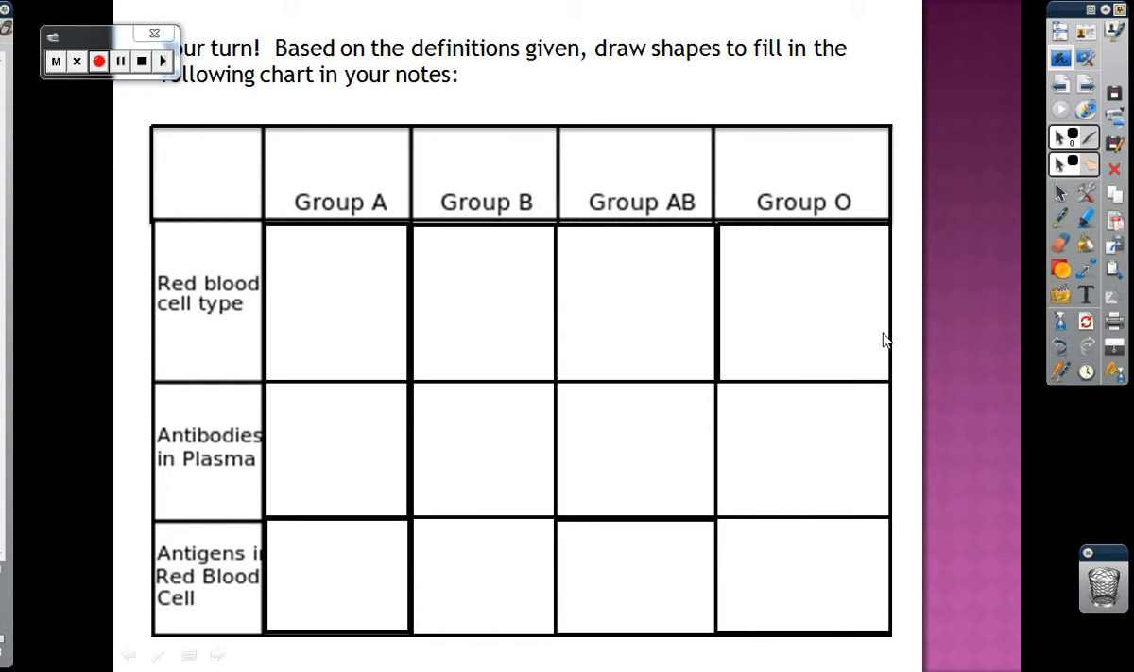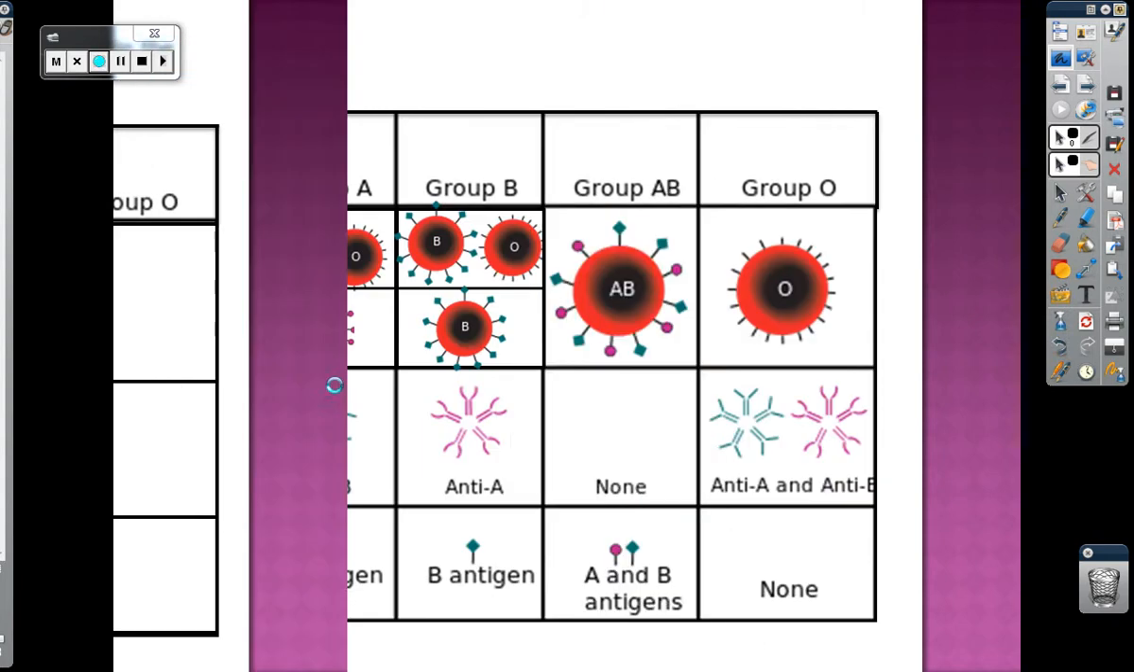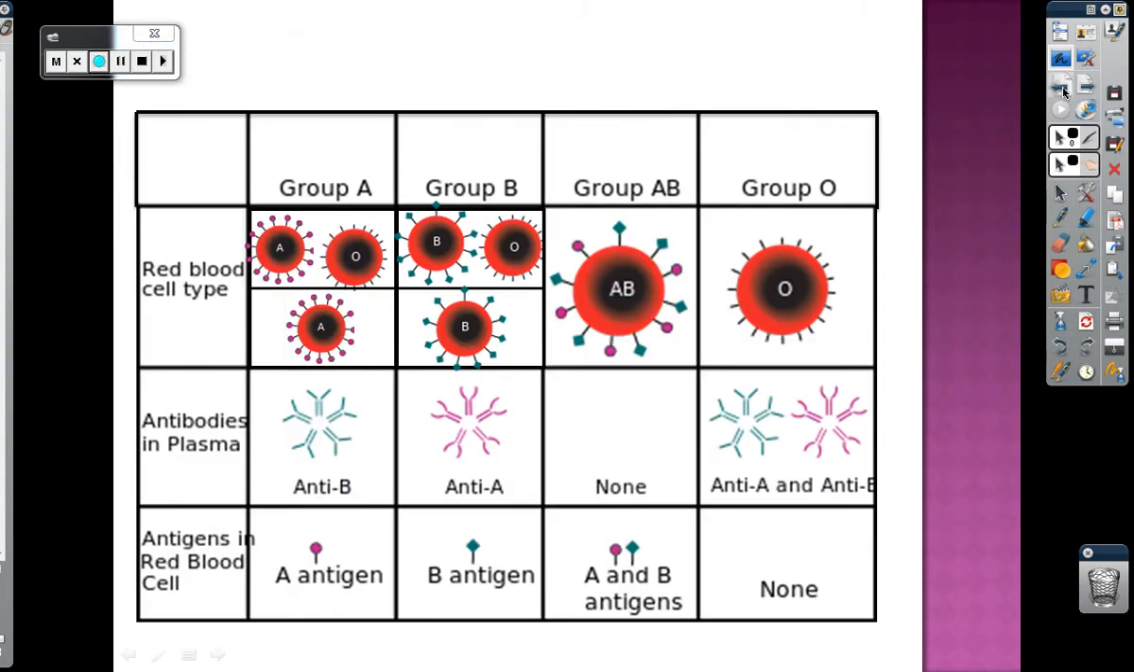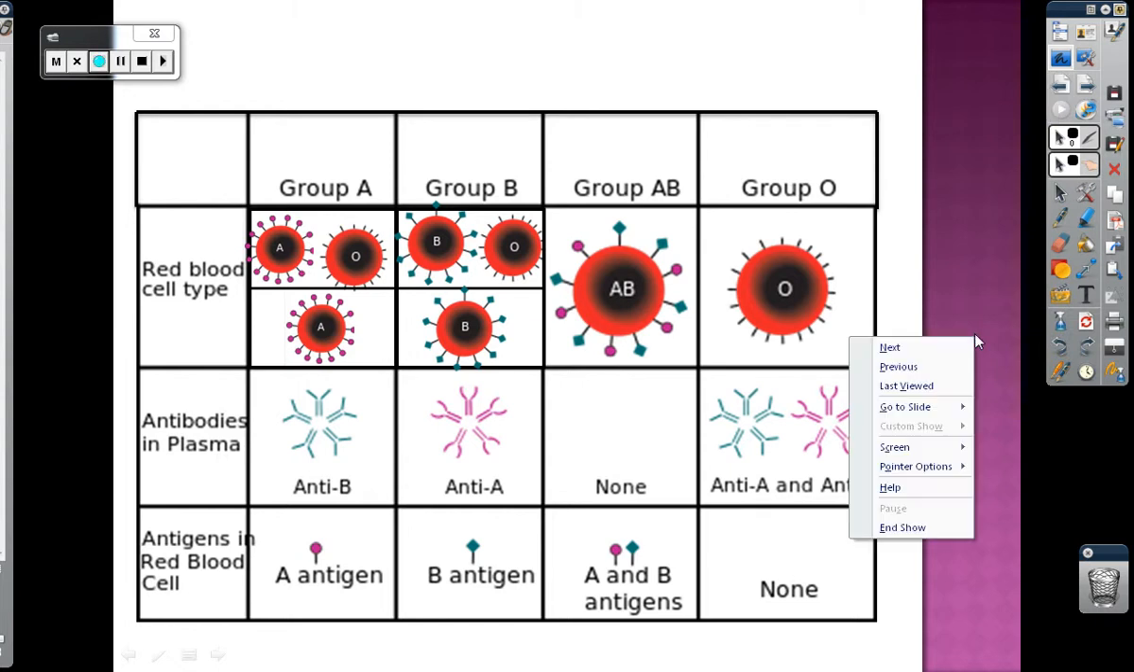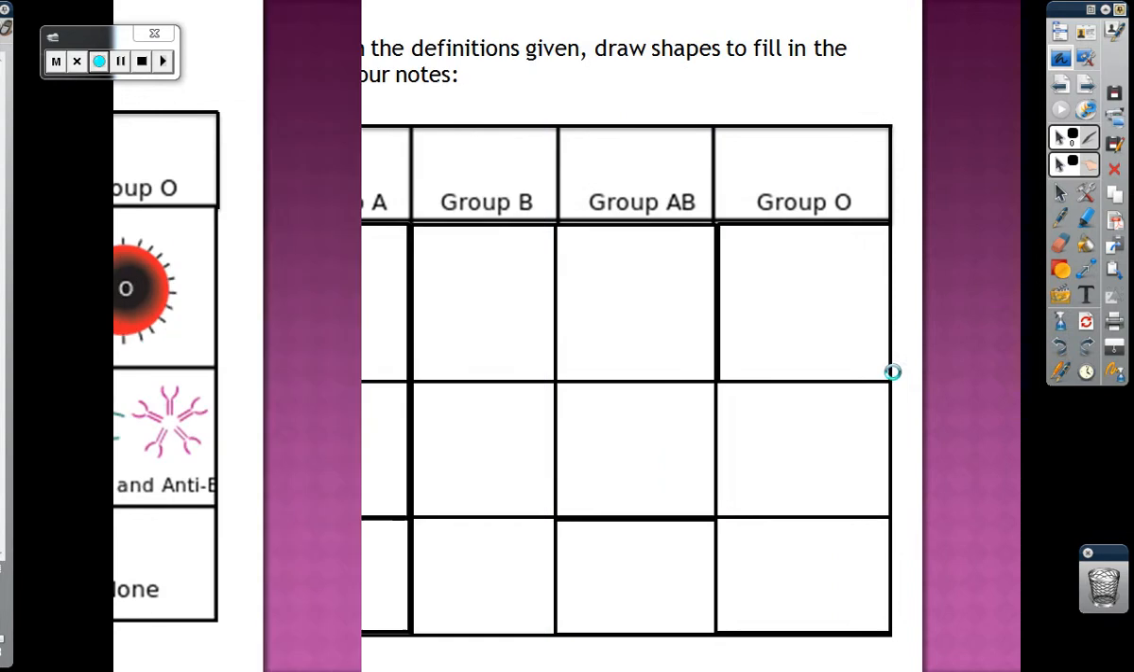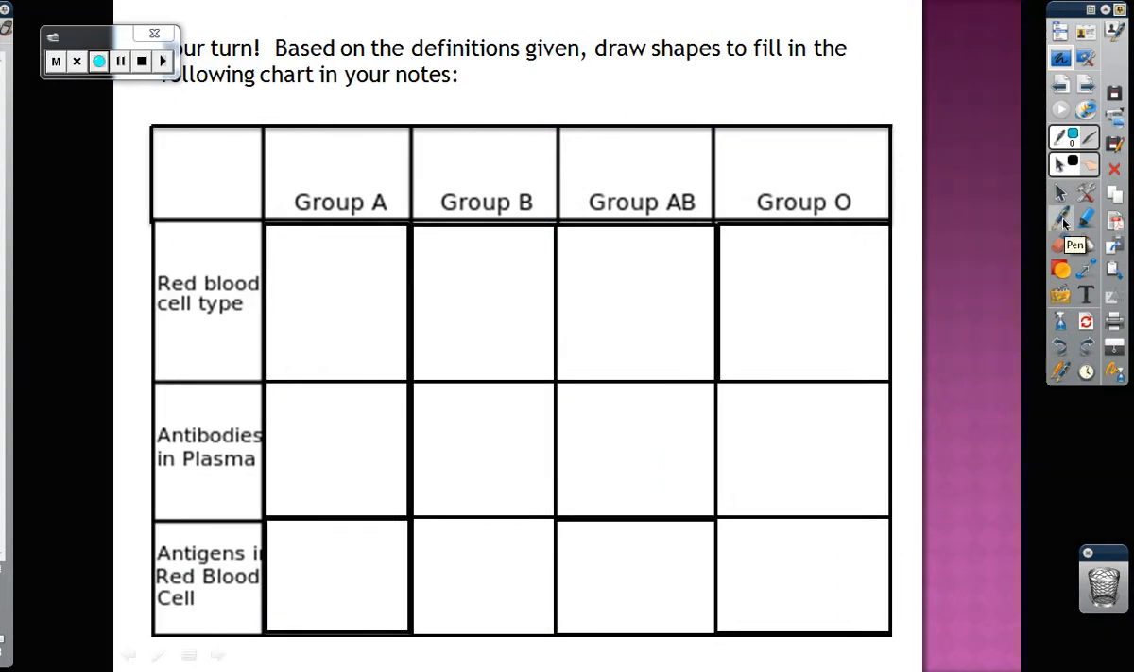Now, in turn, based on the definitions we've gone over, try to fill out this chart. Draw in the shapes to fill out each of these things. If you notice, group A wants you to, whoops, sorry. Give me the answers here. All right, sorry about that. Try this on your own.